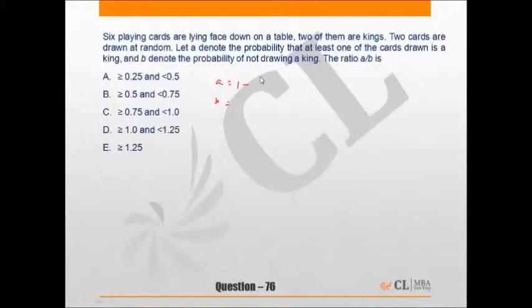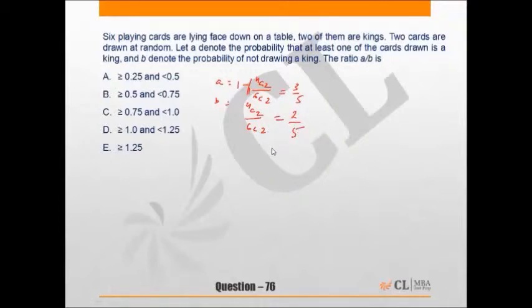So if the drawn cards are not kings, then they have to be drawn out of the 4 that are not kings. So 4C2 upon the total number of ways in which two cards can be drawn. This is 6C2 and this is 3 by 5, and B is the probability of not drawing a king that we have already computed as 4C2 upon 6C2. So value of B is 4C2 upon 6C2. This is 2 by 5.